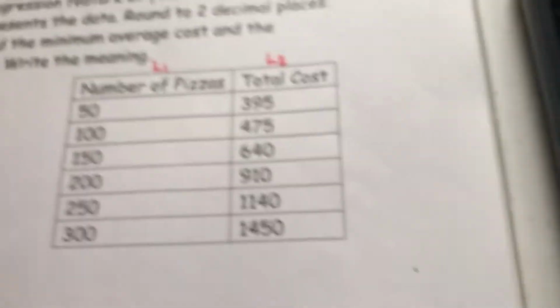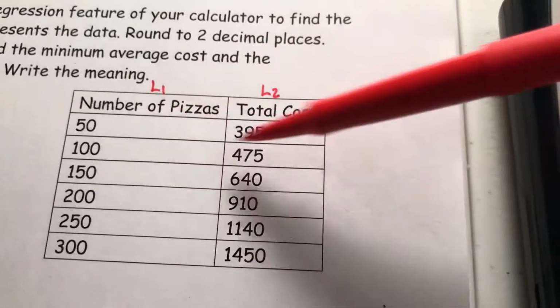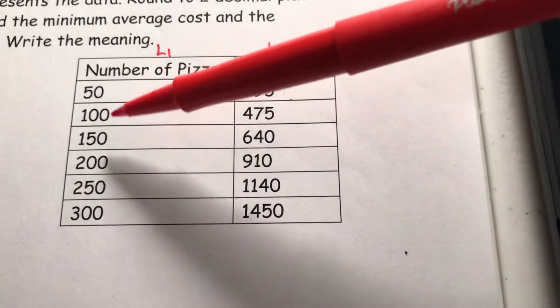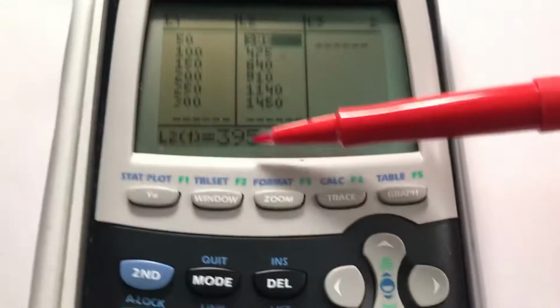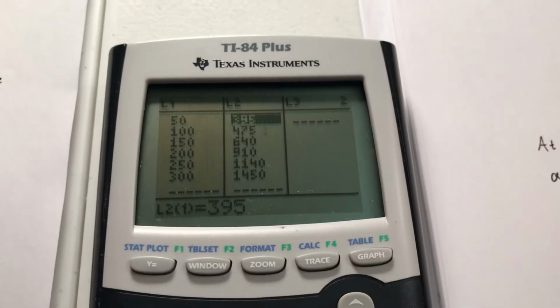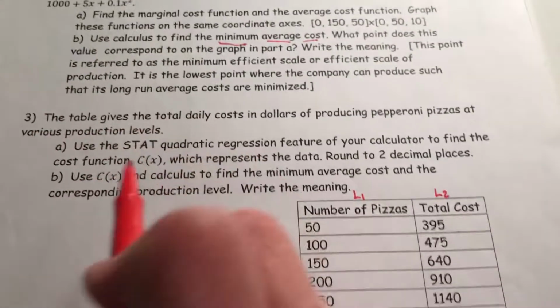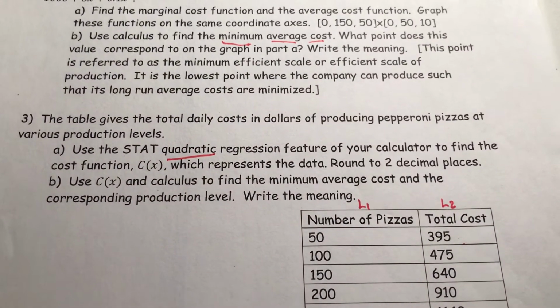So I've got my pizzas. If you sell 50 pizzas, your cost is $395. 100 pizzas, $475, and so on. So put in all those ordered pairs. Now, once you put in the ordered pairs, we're going to quit, second quit, and it is telling you that this is a quadratic that creates a nice quadratic function.